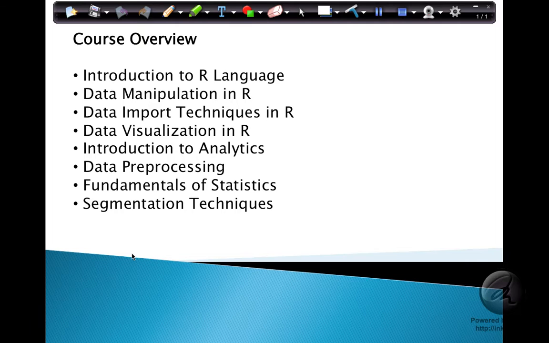Data import techniques in R. In this section, we intend to discuss how you can import data from spreadsheets, text files, and all sorts of possible places, including PDFs and JPEG images.